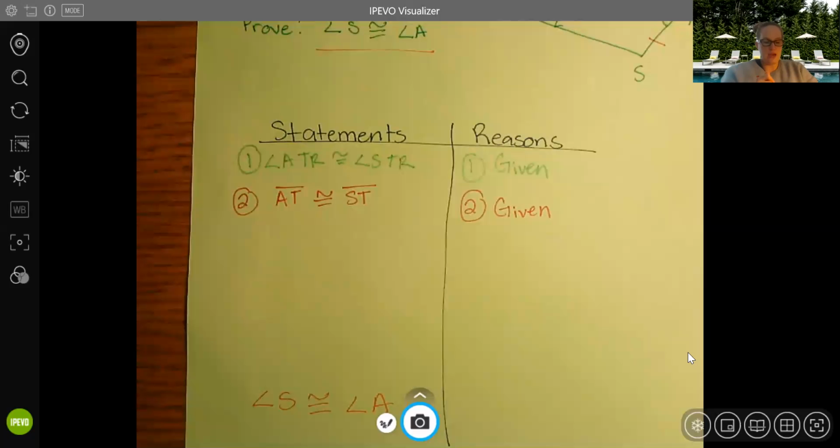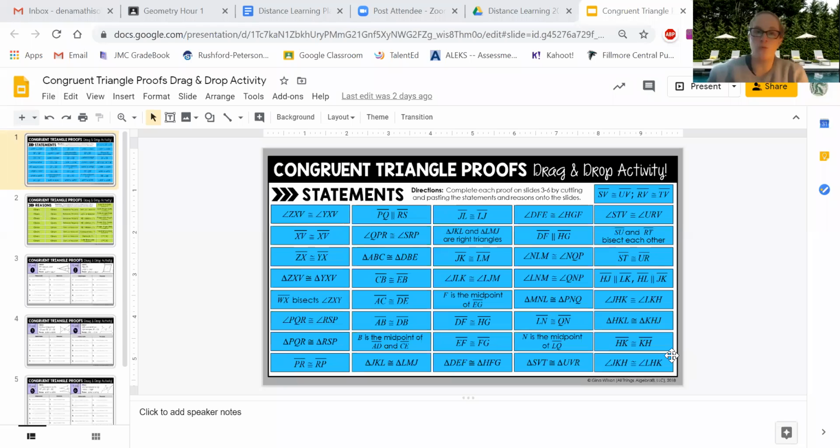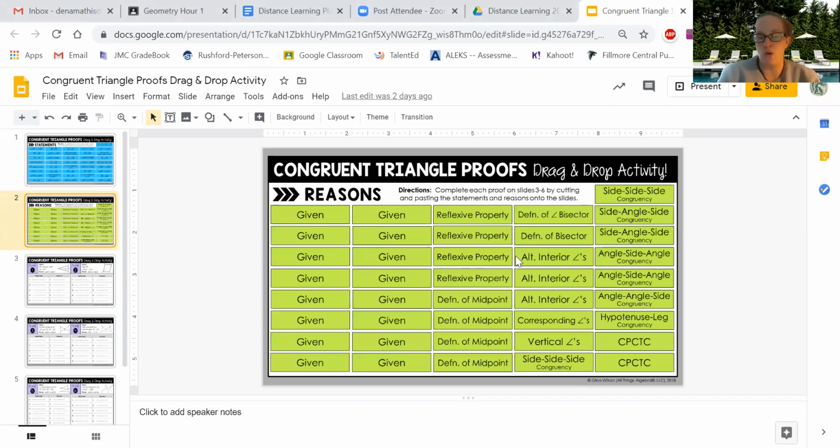Now, let's go ahead and talk about your assignment for today. So I'm going to pull that up here. Okay, so here it is shared. This is what it's going to look like when you open it up. The first page in the blue is all the statements. So these are the things that would go on the left side of your proof. The second page is the green ones, and this is all the stuff that's going to go on the right side under reasons. Notice there's lots of givens. These are for all of the proofs here on slides 3 through 6.